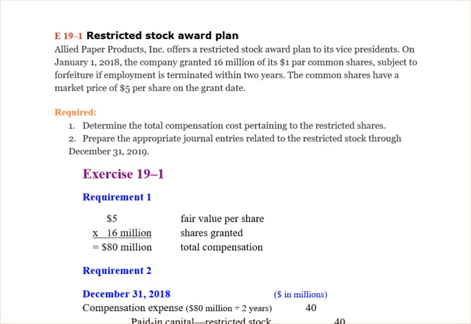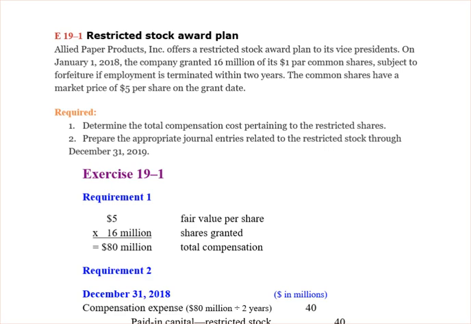This company has a restricted stock award plan for vice presidents. They grant 16 million shares of its $1 par common stock, subject to forfeiture if terminated within 2 years. On this problem, it gives you the 2 years. Again, my caution is don't subtract, say, December 31st from the previous January 1st and say that is 1 year. Don't just look at the dates. Think about it in terms of a calendar to figure out your years if they give you dates.